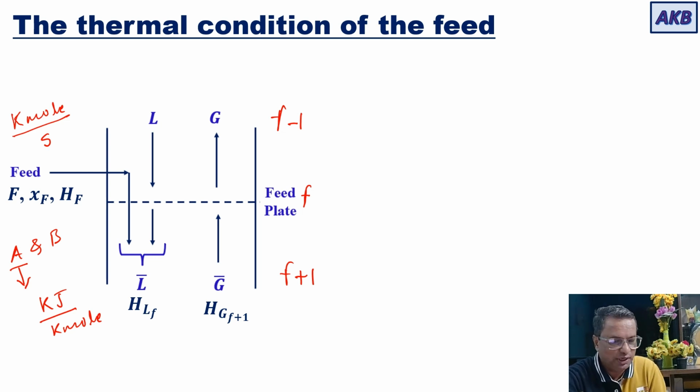Accordingly, for this liquid stream, the enthalpy will be HL F minus 1, the enthalpy of the liquid that is coming from the F minus 1 plate. And I'm sure you can now easily tell what the notation will be for the enthalpy of this stream. It will be HGF, the enthalpy of vapor that is rising from the F plate.